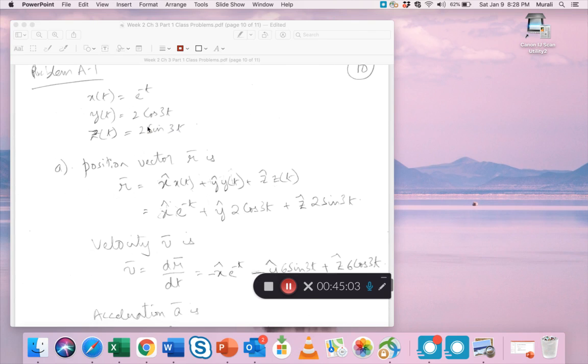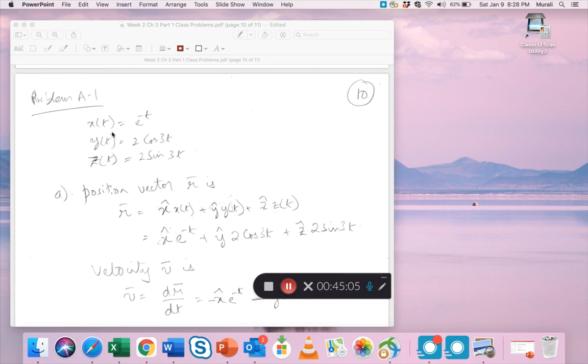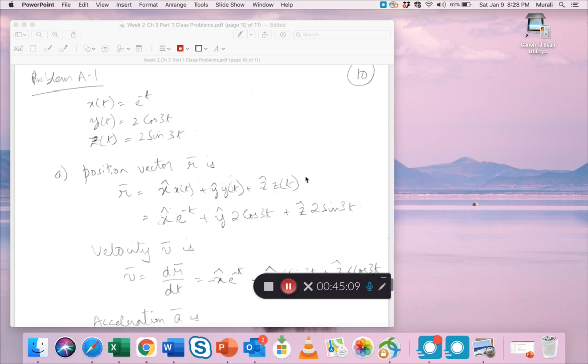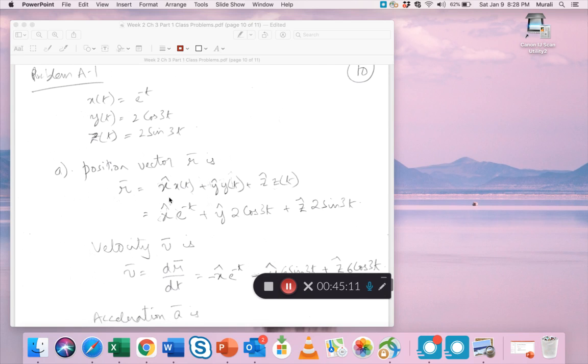Okay, here's how to solve it. So you have x(t), y(t), z(t). The first thing you do is to write the position vector r, which is like this. So x into x(t) plus y into y(t) plus z into z(t). So it becomes this, right?